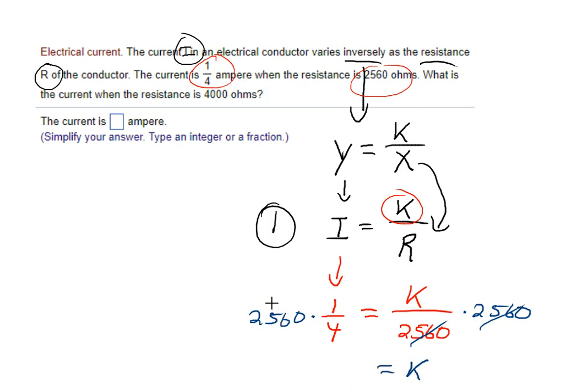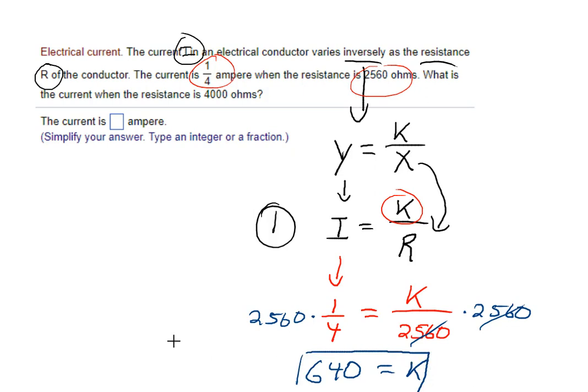Now over on this side, we're going to get the 2,560 times 1/4, which is simply just dividing by 4. So again, I'm going to use a calculator here. 2,560 divided by 4 gives me 640, right, and so that's my value for K.